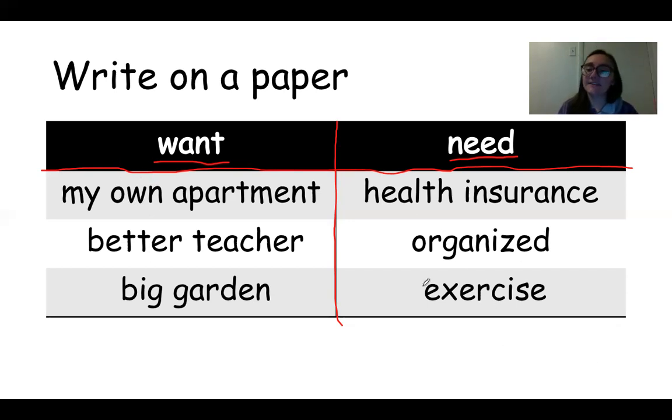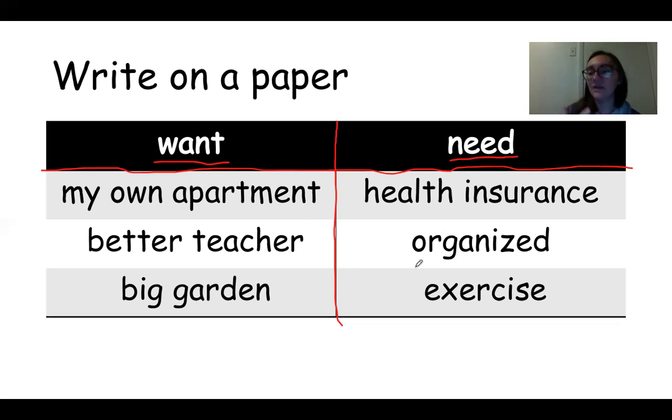Okay, and the next side, you're going to write things that you need. I need health insurance. I need to be organized and I need exercise. I don't really exercise right now. So, when I say organized, now this one is a kind of a new idea.